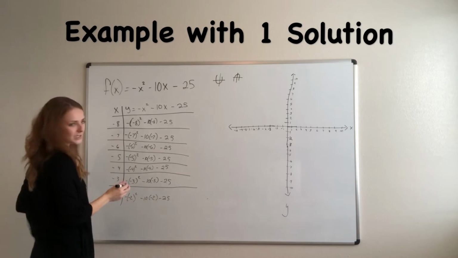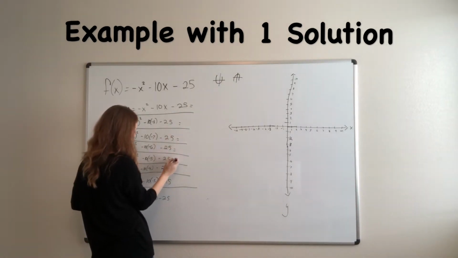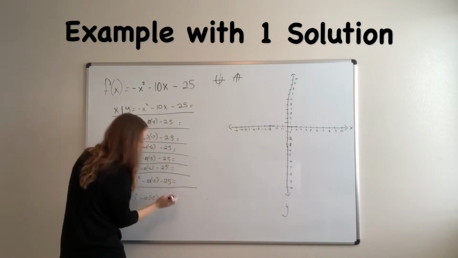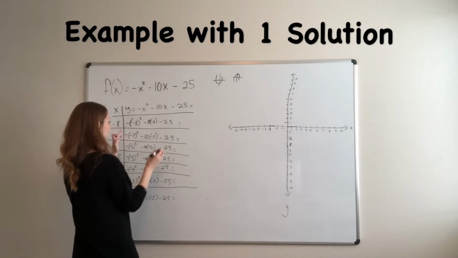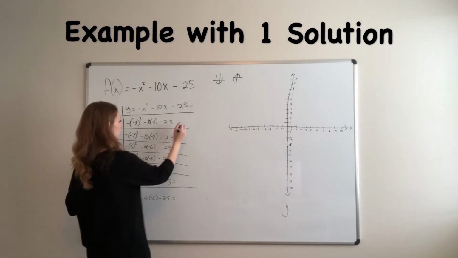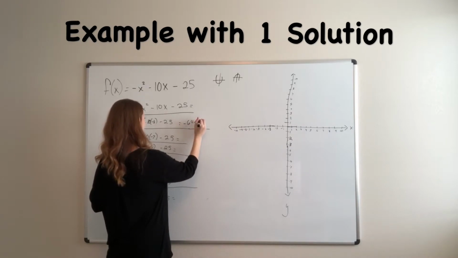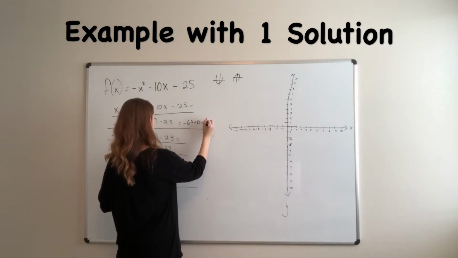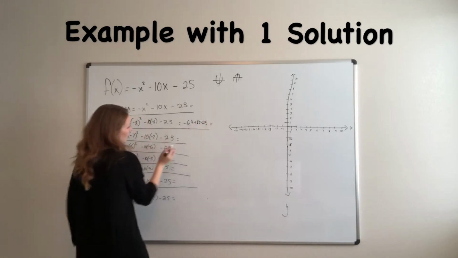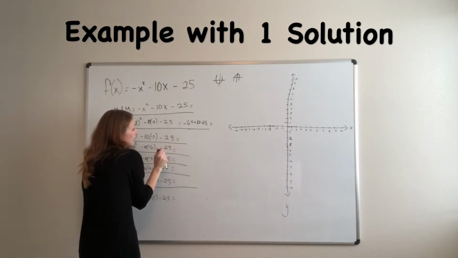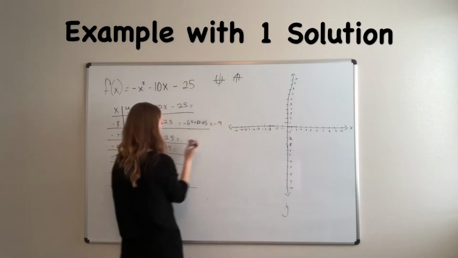Okay, so same thing as last time now. We're just going to go through and simplify now that we've got everything all filled out. -8 squared is going to give you -64 plus 80 minus 25. That should give you, let's see here, -64 plus 80 is going to give you 16. Minus 25 is going to give you -9.